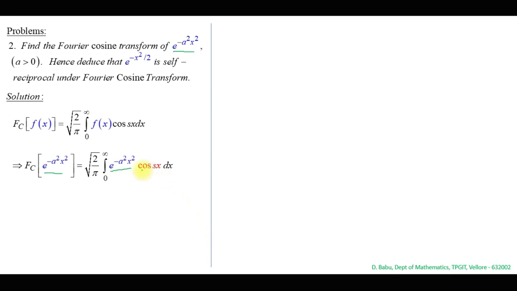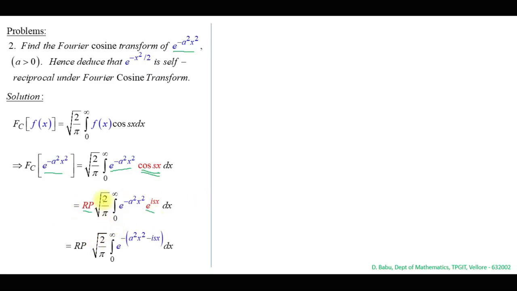Next, note that cos sx can be written as the real part of e^(isx), because e^(isx) equals cos sx plus i sin sx. So, the real part of e^(isx) is what? Cos sx. Therefore, cos sx can be written as the real part of e^(isx). Now the problem is similar to the previous one. The same steps are to be followed.